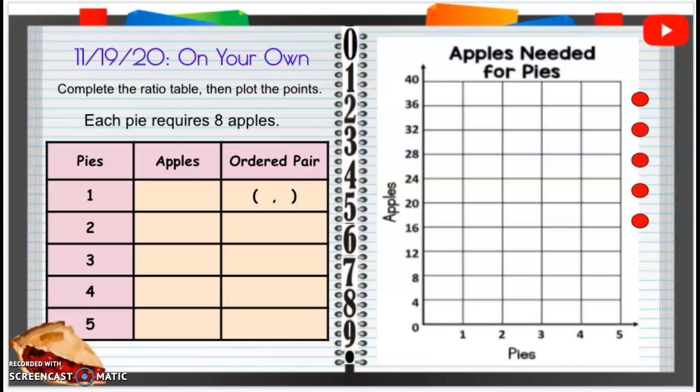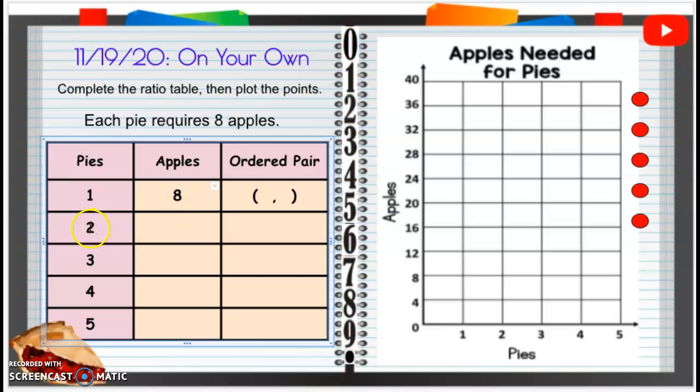Complete the ratio table, then plot the points. So apples needed for pies. We have pies on the bottom on our x-axis here, and we have apples on our y-axis here. So we have pies and apples. Each pie requires 8 apples. So for one pie, how many apples does it require? It requires 8 apples. So for one pie, there's going to be 8 apples.